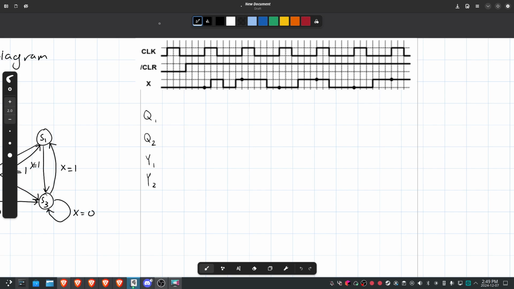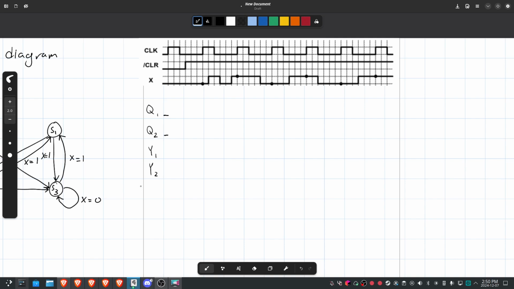So once again, let's fill this out. We are going to start our state at 0, 0. As you can see, this is not clear, by the way. I don't know why it's written like that. This is not clear, so interpret it opposite. This is 0, this is 1. Therefore, clear is on, and therefore nothing will be happening at all. So let's draw that out until the end of that clear.